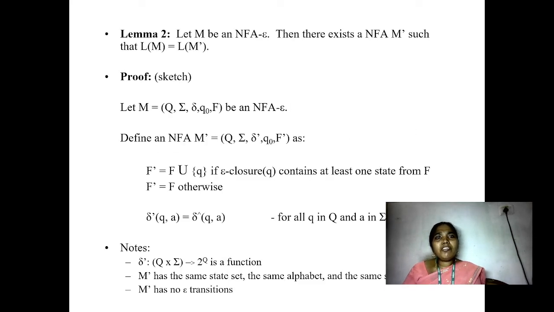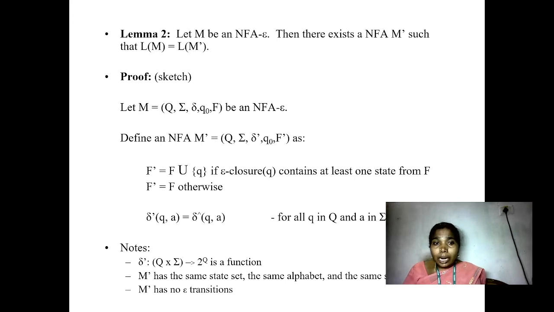Next, we will see lemma 2, that is protocol 2. Let M be an epsilon NFA, then there exists an NFA M dash such that L of M is equal to L of M dash. Let us see the proof now. We know that M is a finite automaton with 5 tuple, and let us define another NFA M dash where the final state set F dash is F union {q} if the epsilon closure of q contains at least one state from F, otherwise F dash is equal to F.